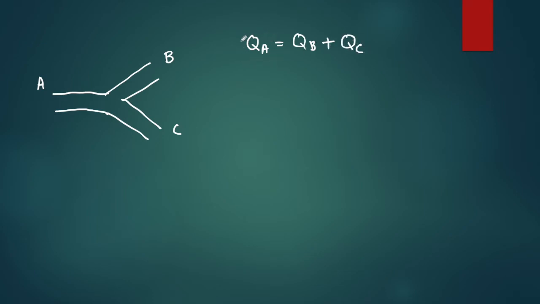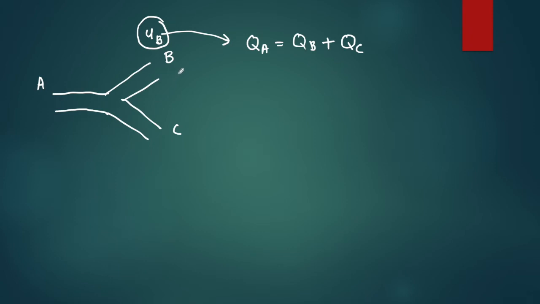The flow rate, or discharge, at A is equal to the discharge at B plus the discharge at C. Let's say we want to find the velocity at point B. We can use the continuity equation here, and based on the information in the question, we can solve for UB.